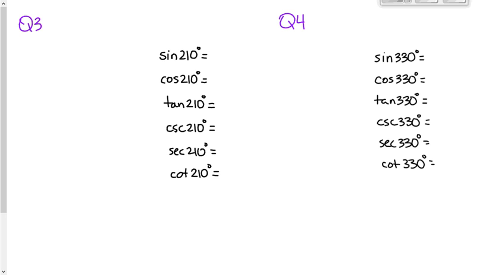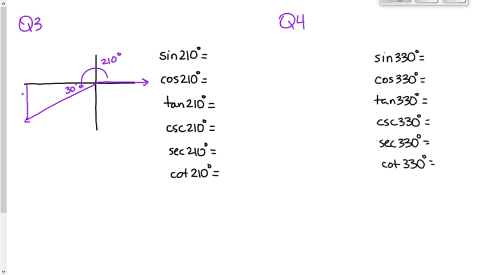Okay, now let's say you're asked to find some exact values for 210 degrees. So once again, draw your coordinate system and find where your 210 degree angle is in standard position. So initial side here on the positive x-axis, go counterclockwise all the way around 210. And that makes a 30-degree reference angle because you're 30 degrees past the horizontal, so 30 degrees past 180.